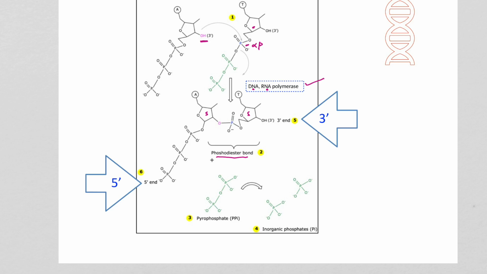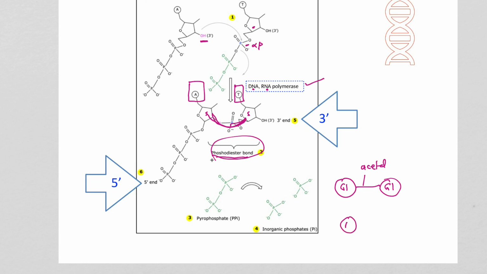So this is how two nucleotides are joined together, and an A, for example, and a T are joined via their sugars by a phosphodiester bond. Just to summarize, two carbohydrates, monosaccharides, let's say a glucose with another glucose, are joined by an acetal, while two nucleotides, in this case an A and a T, are joined together by a phosphodiester bond.